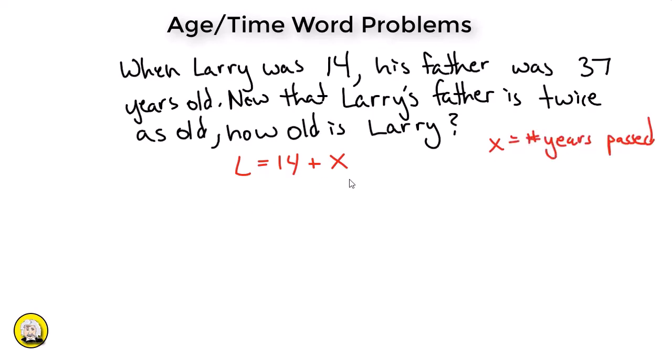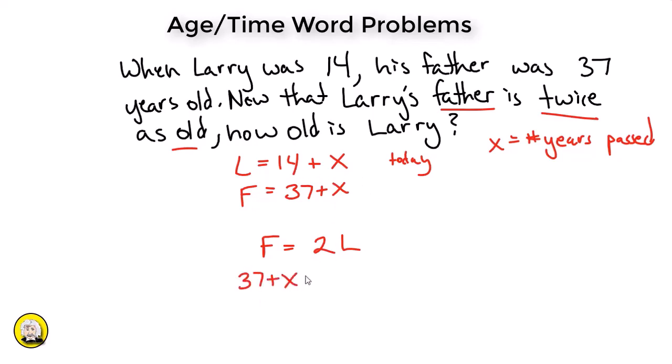And if Larry is X years older than 14, we know the father, whom we'll represent by F, must be X years older than 37 as well. So the father must be 37 plus X years old. So these are their 2 ages today. And we know today his father is twice as old as Larry. So the father's age equals 2 times Larry's age. Or substituting in, we know the father's 37 plus X, and that equals 2 times 14 plus X.